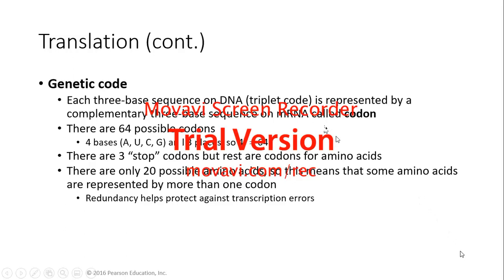So the anticodon binds to the codon on the messenger RNA at one end of it. On the other end of the tRNA, you're going to have a corresponding amino acid.